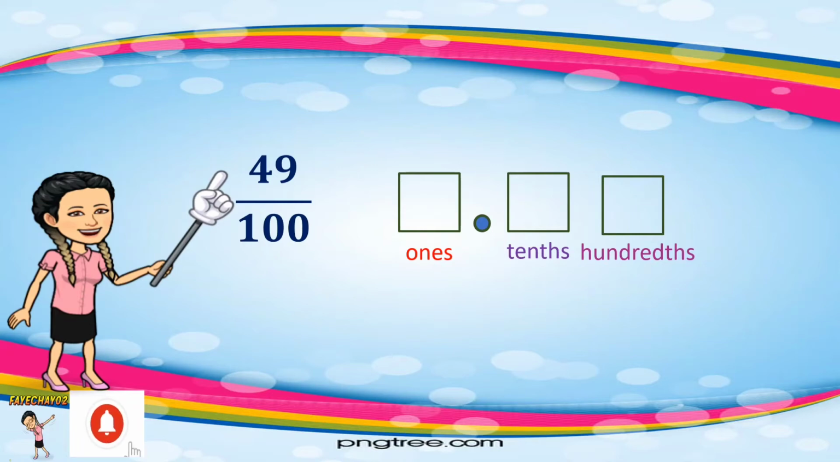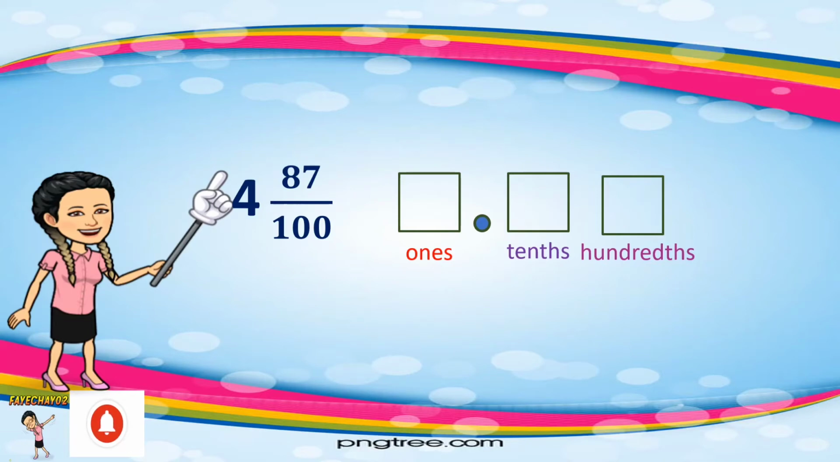Another one, we have 49/100. So again, put 4 in the tenths place, 9 in the hundredths place, and since we don't have any whole number, put 0 in the ones place. So 49/100 can be written as 0.49.